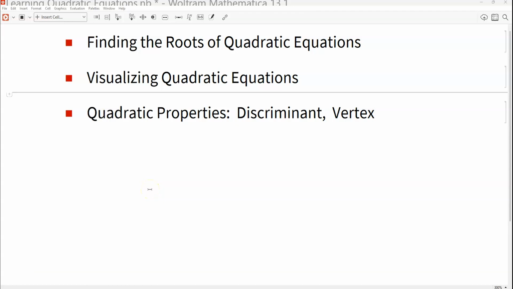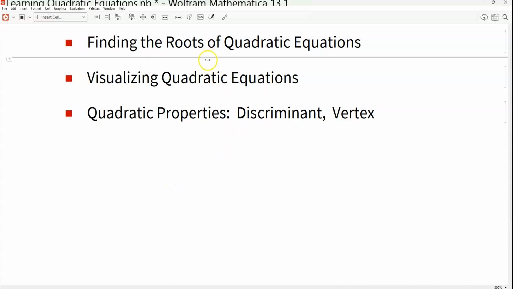This is a screencast that will demonstrate how to use the software Mathematica for doing calculations with quadratic equations. Mathematica is built for math, and it is very easy to use. You don't have to code things from scratch. A lot of the functions that you will need are built in.